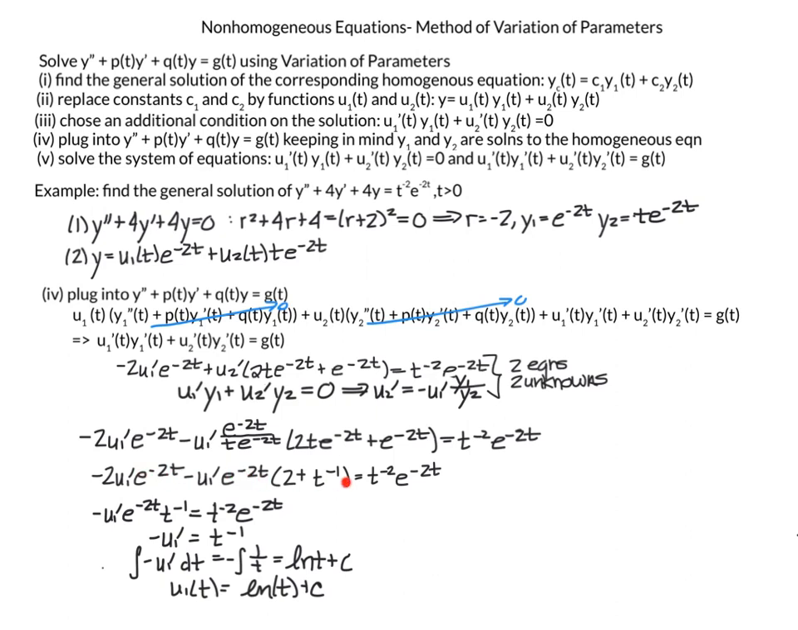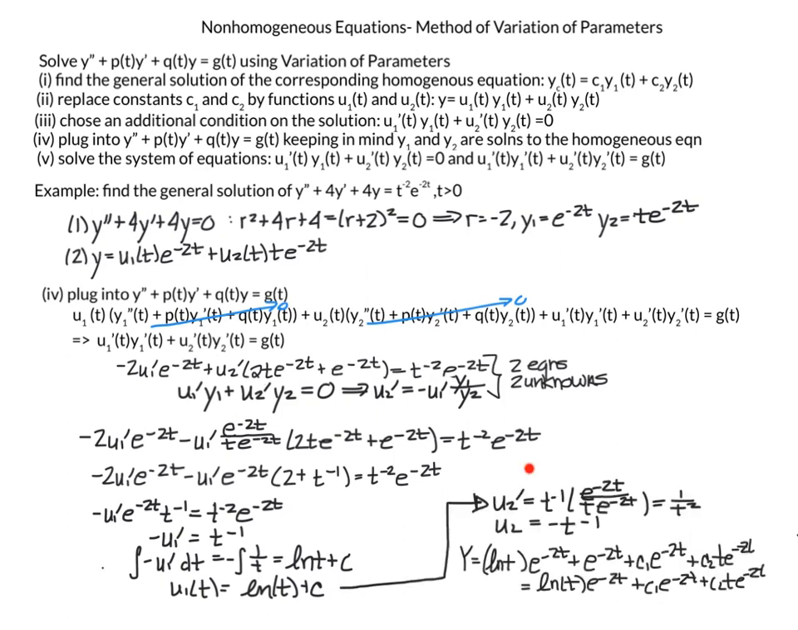I combine these terms and I get u1 prime e to the minus 2t times t to the minus 1 is equal to t to the minus 2 e to the minus 2t. Moving the e to the minus 2t over, and the t to the minus 1 over, it simplifies really well, so that minus u1 prime is equal to t to the minus 1. Integrating both sides, I get u1 is equal to the natural log of t plus c. Barring any algebraic errors or dropped derivative signs, we're practically done now.